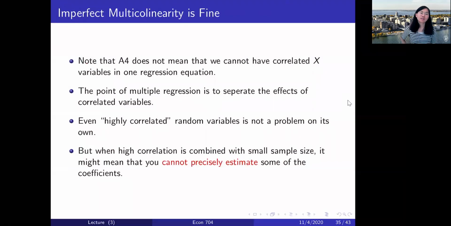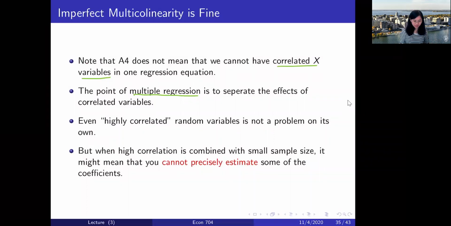Now, we say that perfect multicollinearity causes a serious problem, but that doesn't mean that we cannot have correlated x variables in a regression equation. The x variables can be correlated. The point of multiple regression is to include correlated x variables, so that we can separate the effect of different but correlated random variables.